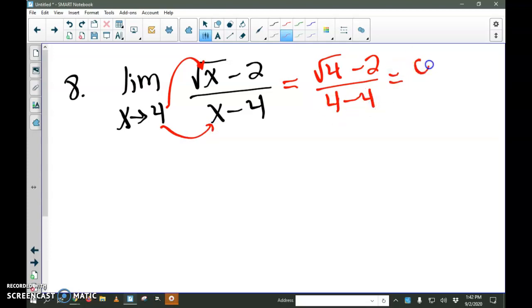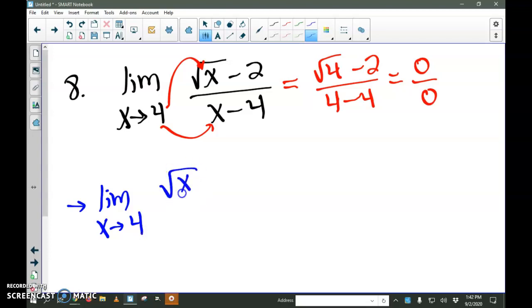And when I evaluate this, again, I get 0 divided by 0, which is indeterminate. I can't determine what that limit is, however, it likely exists. So I have to do some manipulation. That means I'm starting over. I'm rewriting that limit notation, limit as x approaches 4, and I'm going to rewrite my function, square root of x minus 2 divided by x minus 4.